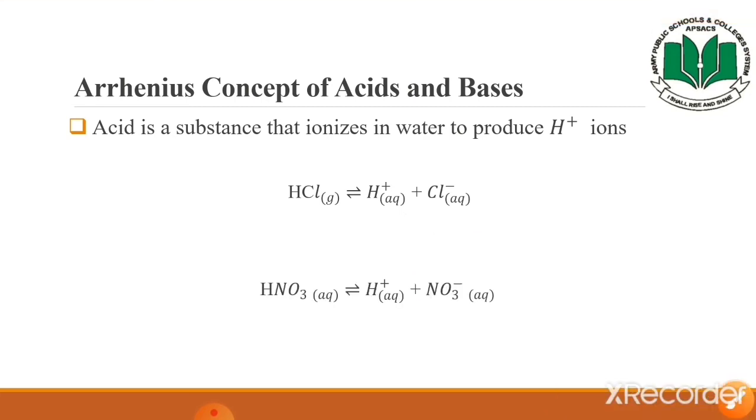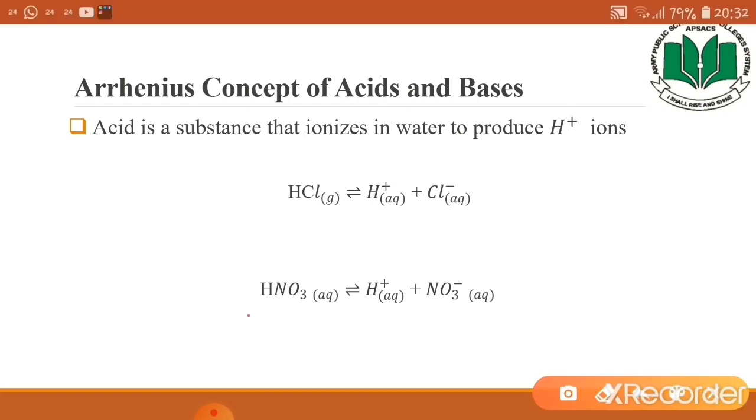Another example of an acidic substance is nitric acid. When nitric acid is dissolved in water, it results in the formation of hydrogen ion and nitrate ion. Since this solution of nitric acid in water is producing hydrogen ion, this substance will also be called an Arrhenius acid.